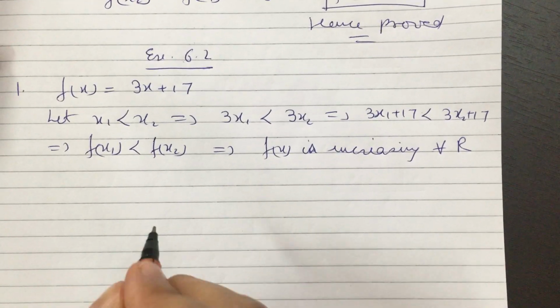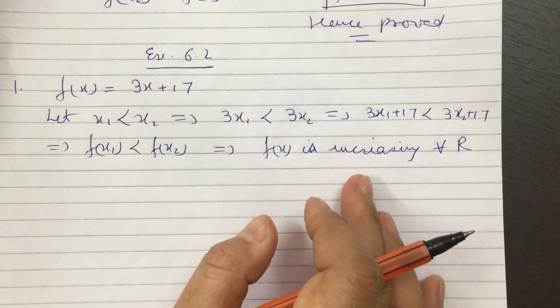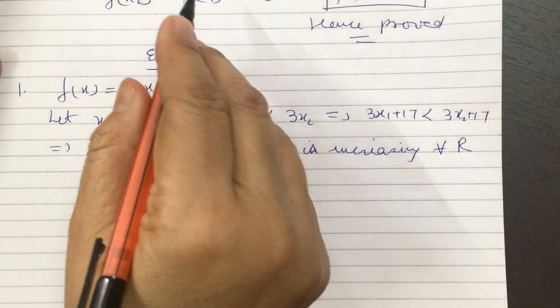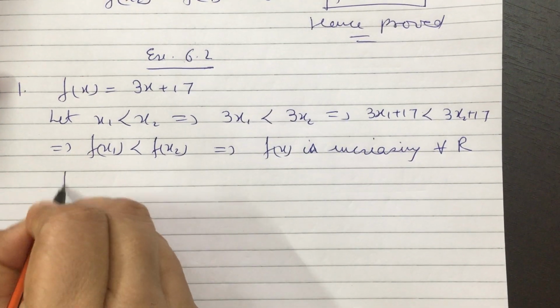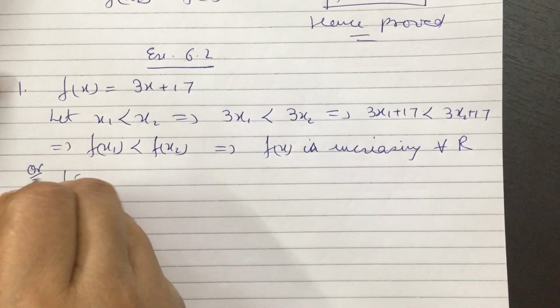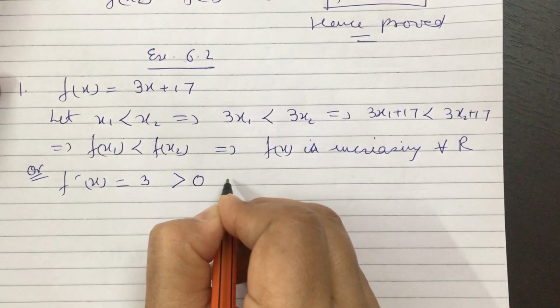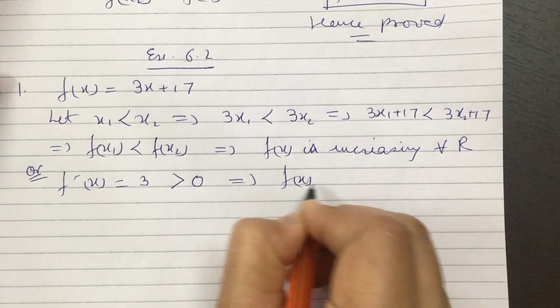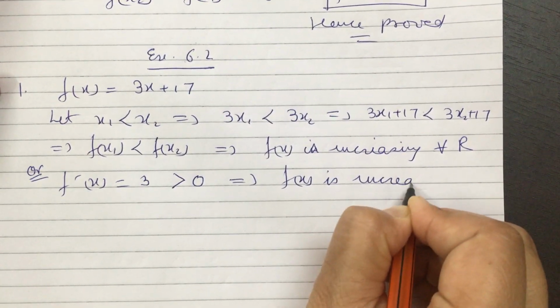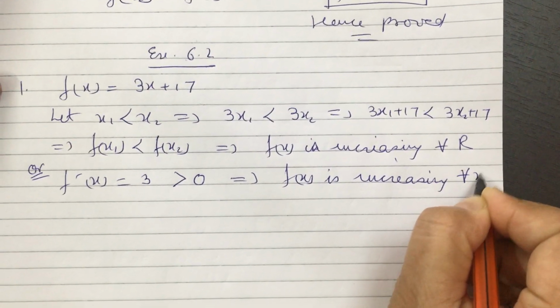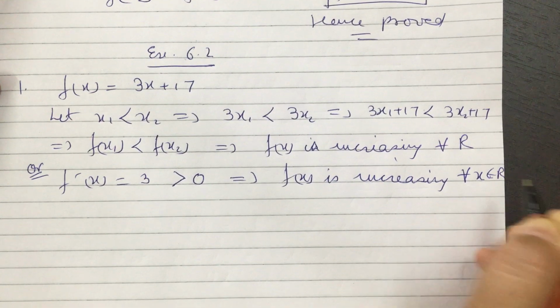The other one, this kind of question can be done directly with this, but it can also be done by the theorem which we have done. So f dash x equal to 3, which is always greater than 0, it implies that fx is increasing for all x belonging to real numbers.